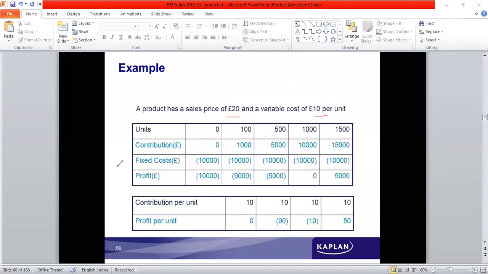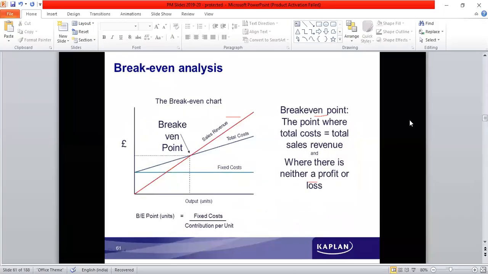So from this tabular form, we understand that initially it is loss. Loss keeps reducing and comes to the point where it becomes zero. Beyond that, once it crosses that, we see that there is profit. Okay, very basic example which is put in here. Okay, so graphically, this is the graph.